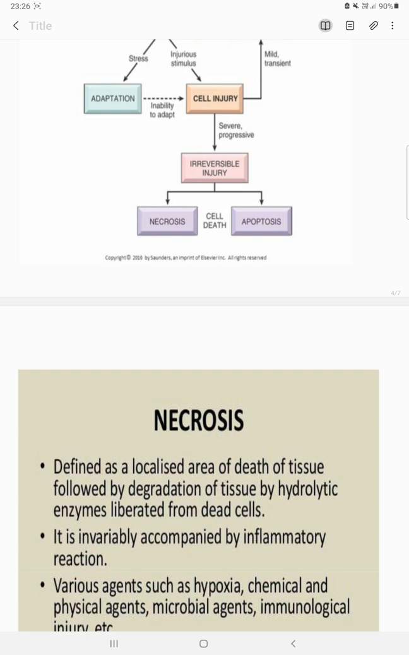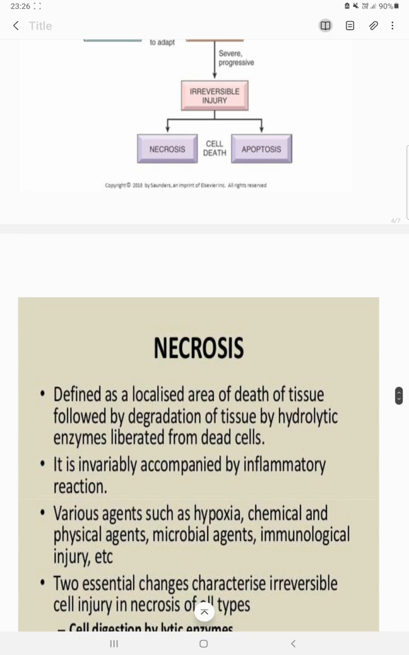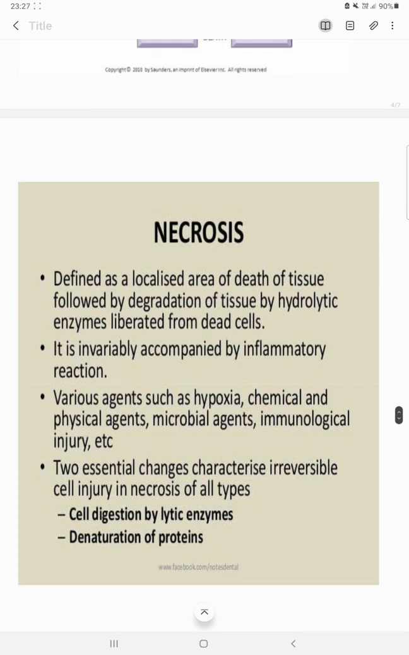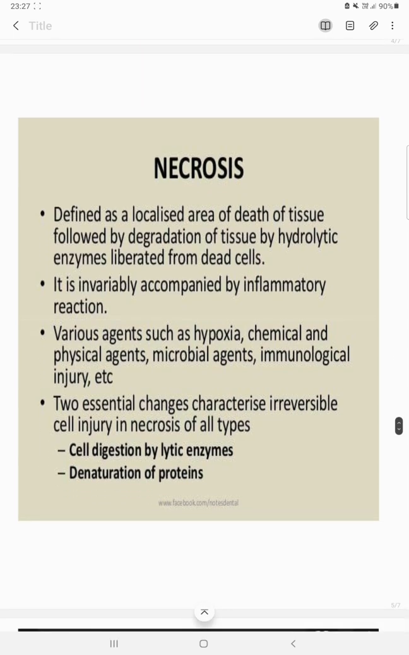So apoptosis is basically a coordinated programmed cell death, which is always physiological; it can never be pathological. Apoptosis mainly occurs in our body during aging and during normal day-to-day life. But necrosis can be pathological, or it can be physiological as well. So we are going to read about the necrosis in detail.